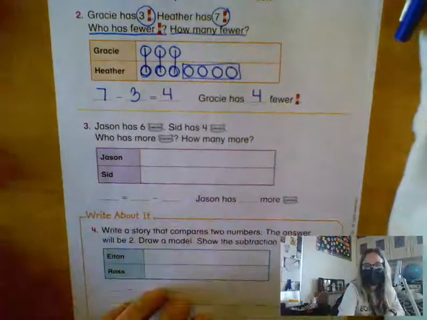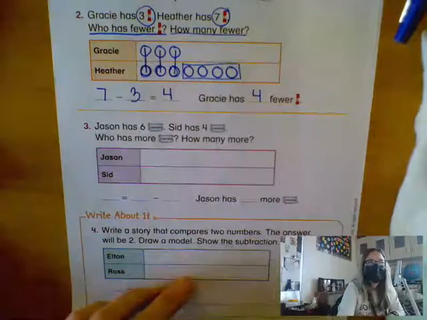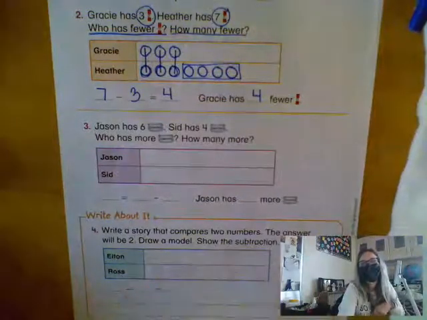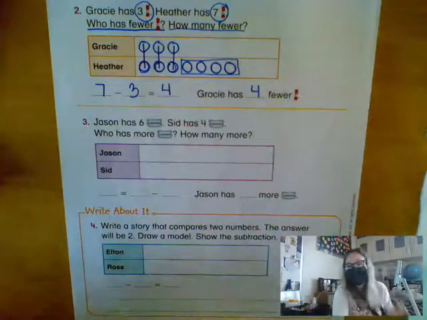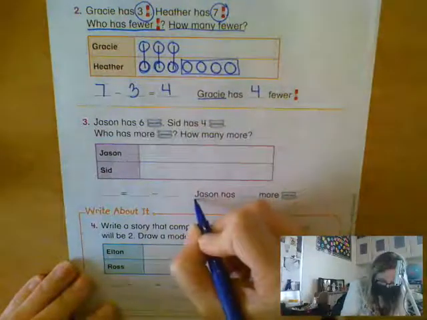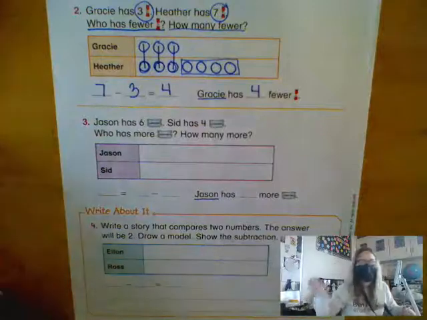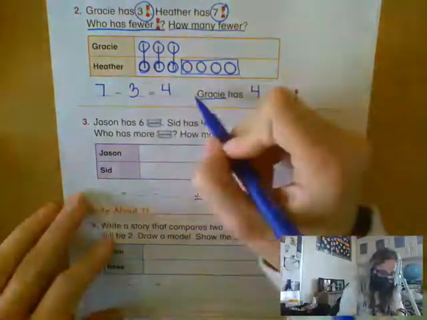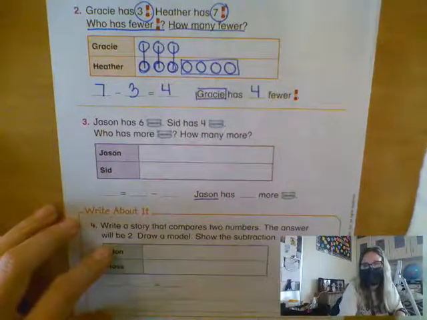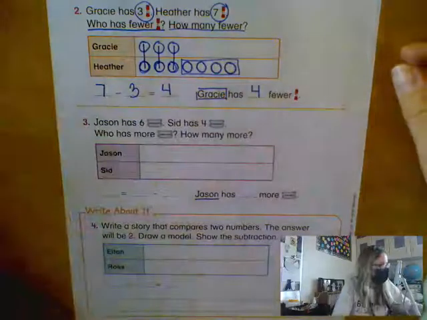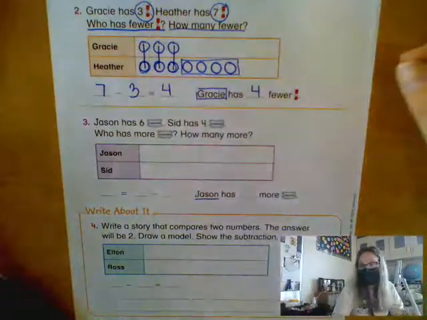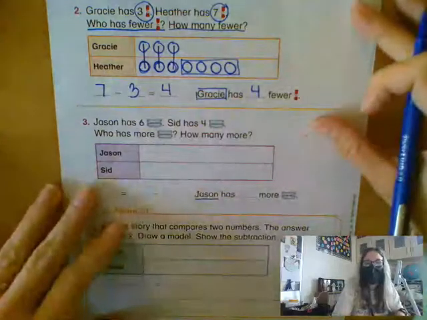It's different in your book? Oh, for Pete's sake. Give me a moment, friends at home. All right, sorry, friends at home. We realized that in my book, the word Gracie is already written and the word Jason is already written. For some reason, in some of the kids' books, it's not. So if you need to write in Gracie on that line, go ahead. If it's there for you, that's fine. I don't know why some of the books are different. Maybe I have an older or maybe a newer version of the same book. I'm not sure. But flexibility is the name of the game this year.